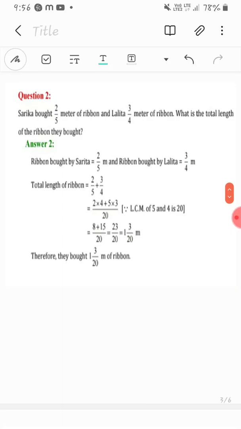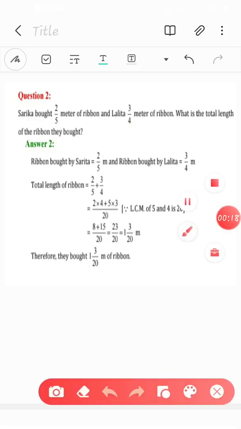Question number 2 is given: Sarika bought 2 by 5 meter of ribbon and Lalita bought 3 by 4 meter of ribbon. What is the total length? That means Sarika and Lalita both have bought ribbon and we have to find out the total length of the ribbon they bought. We have written that in the given portion, and after that we have to add, obviously, because the total is asked. So 2 by 5 plus 3 by 4.